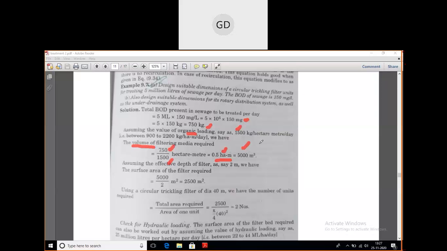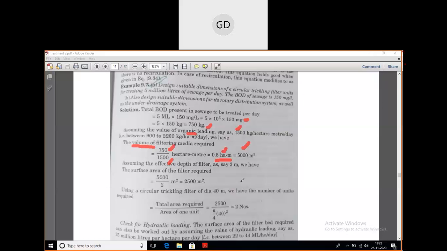Now after finding the volume of the filtering media, you find out the effective depth of the filter. You have to assume the effective depth of the filter, and that is 2 meter. For this trickling filter problem, they are assuming the effective depth as 2 meter. As soon as you get the effective depth, you can find out the surface area.